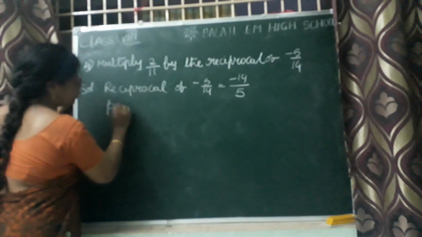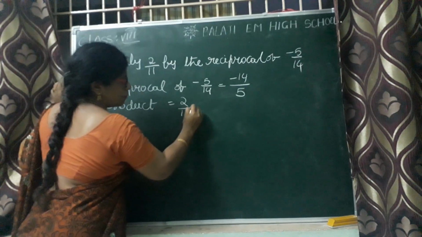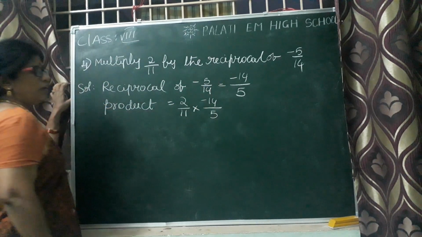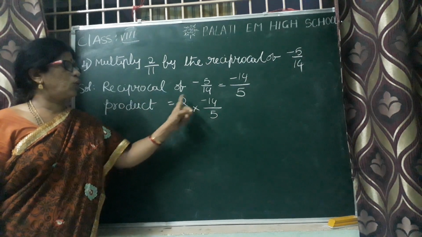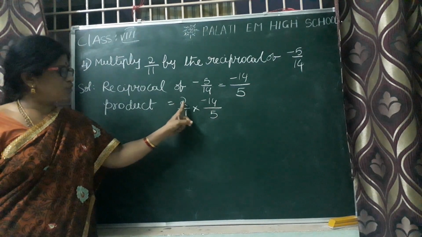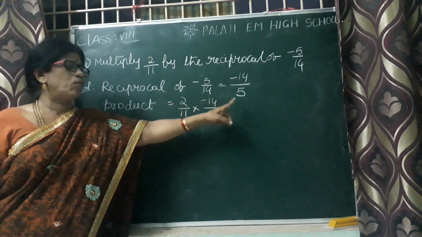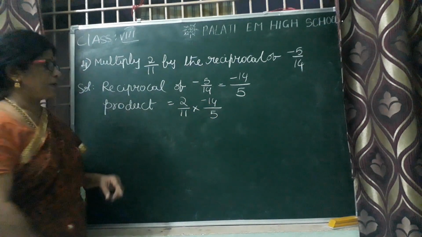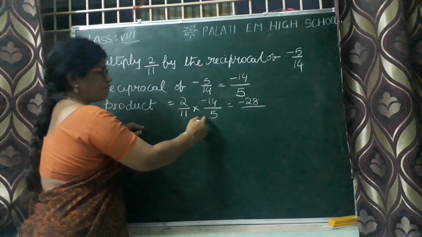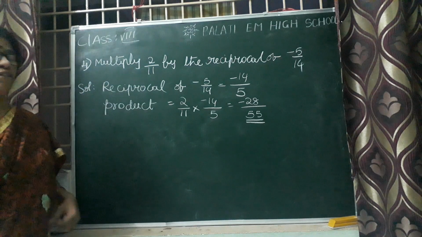Now we should find out the product of those two numbers. This 2 by 11 must be multiplied with minus 14 by 5, the reciprocal of it. If you can cancel anything, you can cancel. Here 2 and 14 are both numerators, so we are not supposed to cancel them. If you can cancel any number from a numerator against a denominator, then you can cancel. Otherwise, we just multiply both the numerators and denominators separately. So 2 into minus 14 is equal to minus 28, and 11 into 5 is 55. Minus 28 by 55 will be your answer.